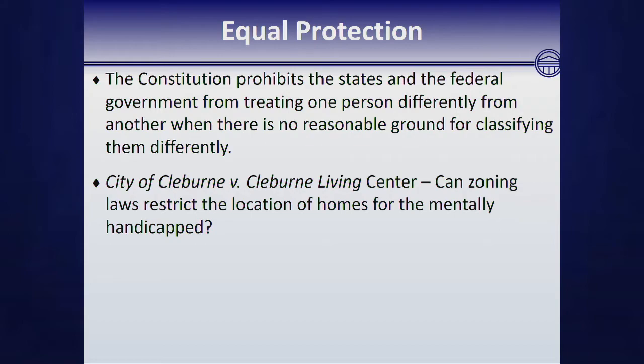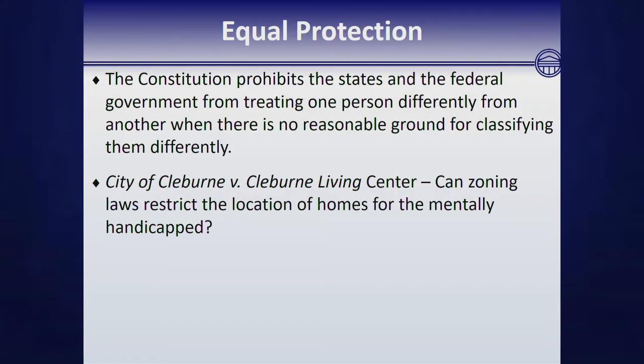All right, so equal protection of the law. Equal protection under the Constitution says that all persons have the right to equal protection. In other words, the Constitution prohibits the states and the national government from treating one person differently from another when there is no reasonable ground for classifying them differently. City of Cleburne versus Cleburne Living Center brings up the issue of whether a zoning law can restrict the location of homes for mentally disabled residents.